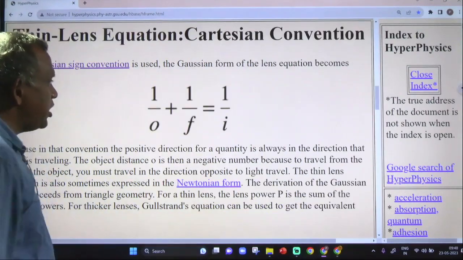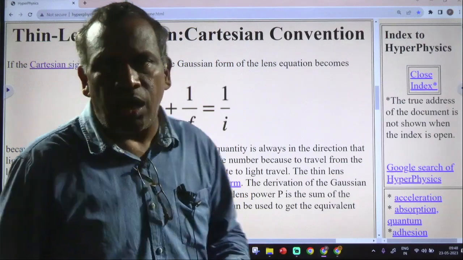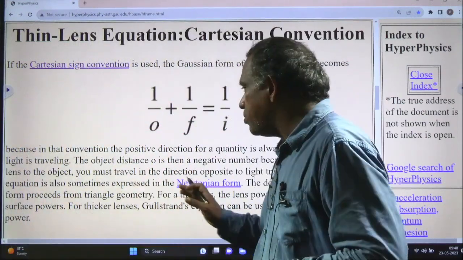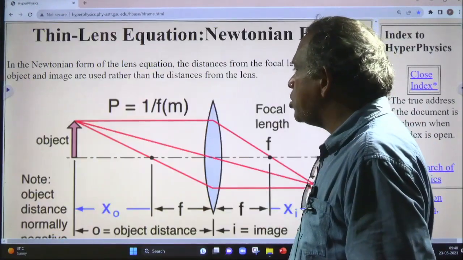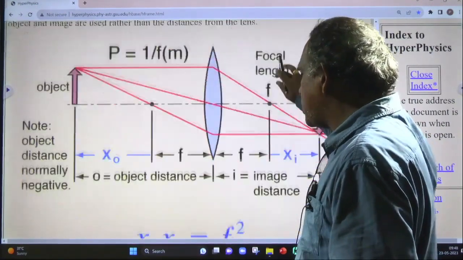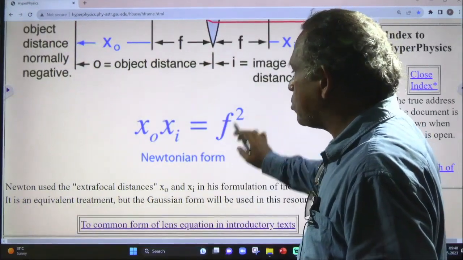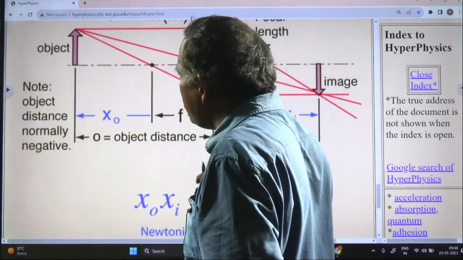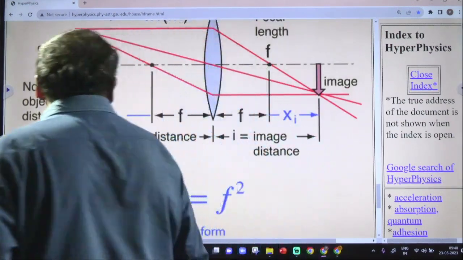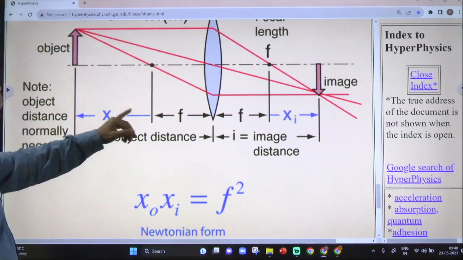See, the lens equation: 1 by f equal to 1 by v minus 1 by u. Now Newton's formula. What is Newton's formula? Newton's formula is XO times XI equal to f squared. This is Newton's formula in lenses, and in mirrors also the same formula. XO is the distance between the focus and the object.